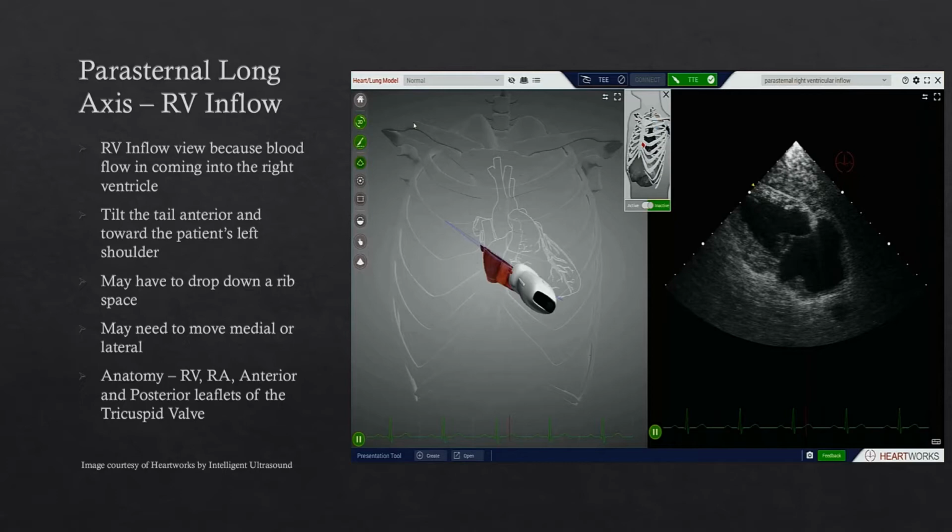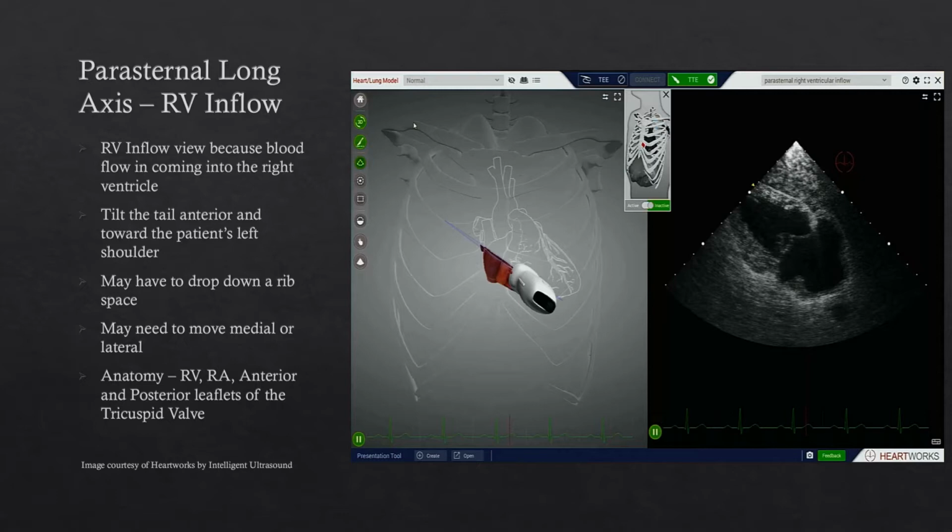To obtain this, what we need to do with our transducer is simply tilt the tail slightly down toward the left arm, the patient's left arm here. Now, you may need to move down a rib space or two to get a better view of this, but essentially all we're doing is tilting the tail toward the patient's left arm so we can see more of the right side of the heart down here.